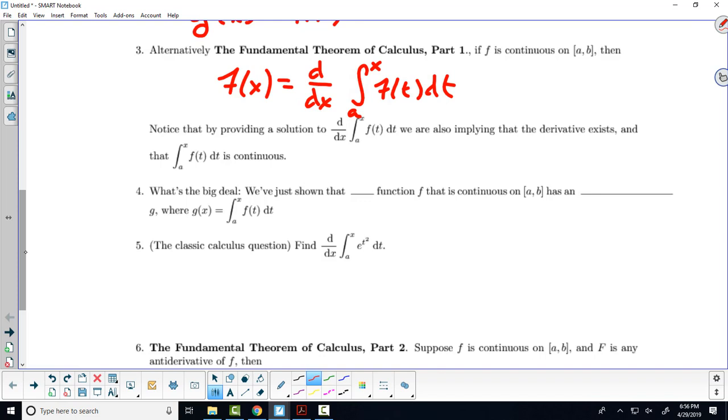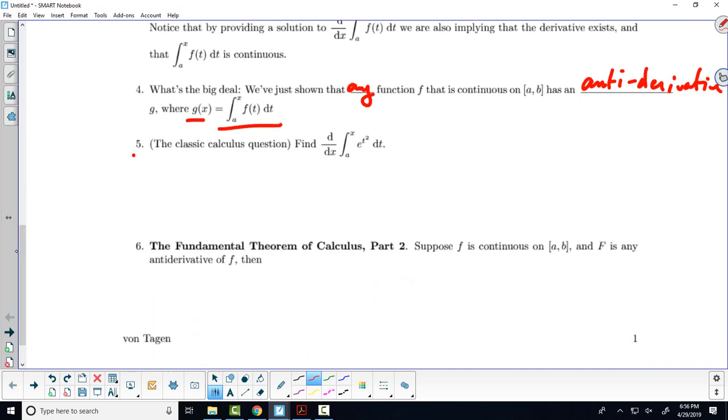So we've just shown that any function f that is continuous on [a, b] has an antiderivative, which is g. So if I want to find the antiderivative of any function, this is how you do it. Now, that's not a very practical way of finding antiderivatives. But this says we can give the antiderivative of any function that way.